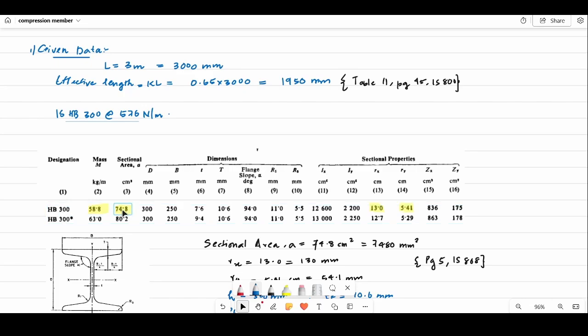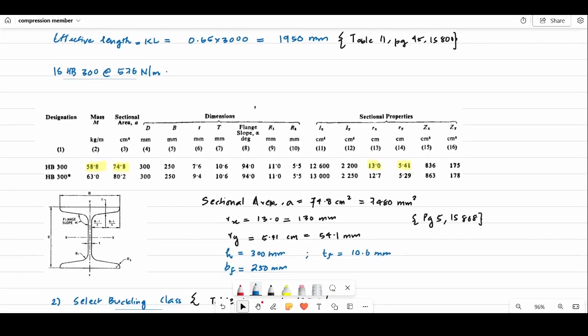Now the sectional area given is 74.8 centimeter square, which is the effective area. In millimeter, this will be 7480 millimeter square. For our design of compression members, the slenderness ratio and the least radius of gyration are important factors. Here Rx and Ry, X and Y, denote the two axes. The minimum radius of gyration will be along Ry, whose value is 5.41 centimeter. So we will be writing all this. The sectional area will be 74.8, which is 7480 millimeter square.